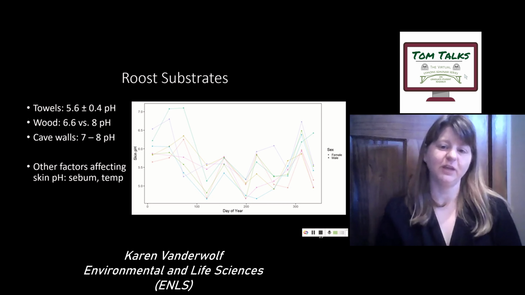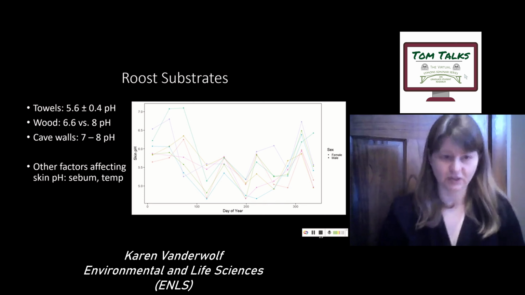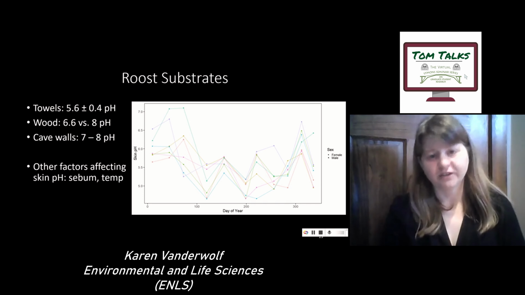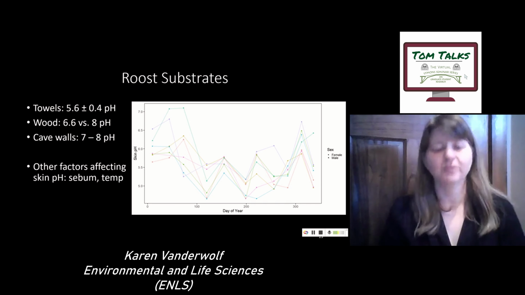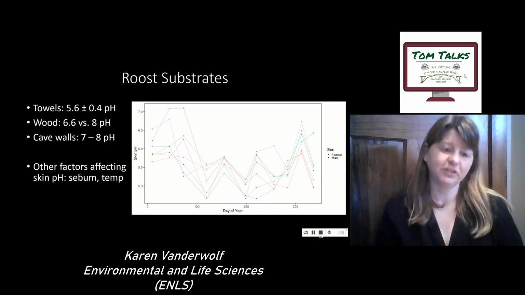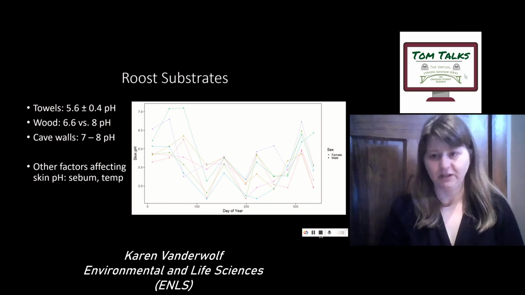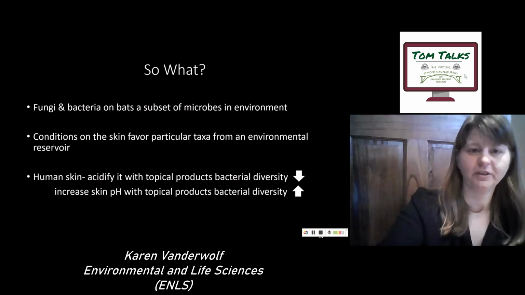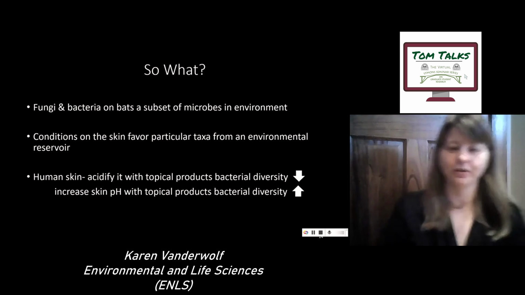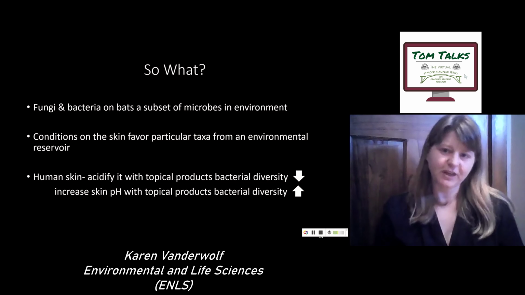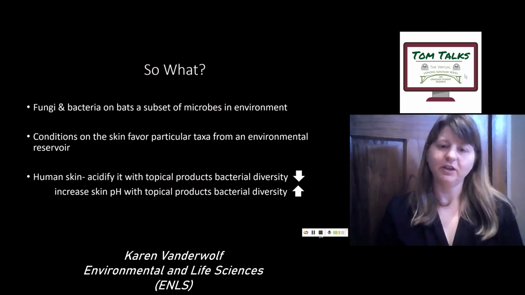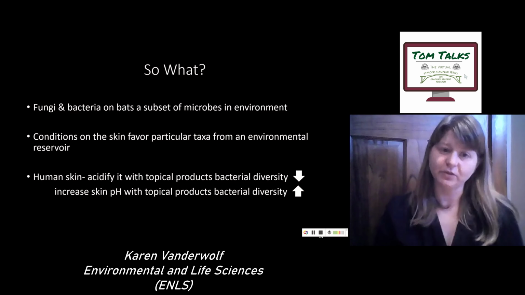However, it's not just roosting substrate that affects your skin. There are also other factors, environmental factors, temperature, humidity, and other skin factors such as the amount of sebum or the amount of lipids you're producing on your skin. So certainly more things to look at in the future. So I found that skin pH varies among individuals, within individuals, and among bat species.